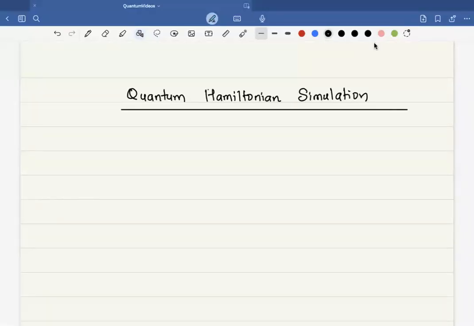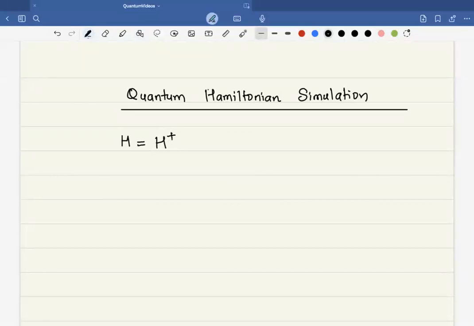So today in this video, we're going to talk about quantum Hamiltonian simulation. So let's first talk about what is a Hamiltonian. In quantum mechanics, the Hamiltonian is the observable corresponding to the energy of the system. It's typically denoted by the letter H, and it is a Hermitian matrix. So H is equal to H dagger.